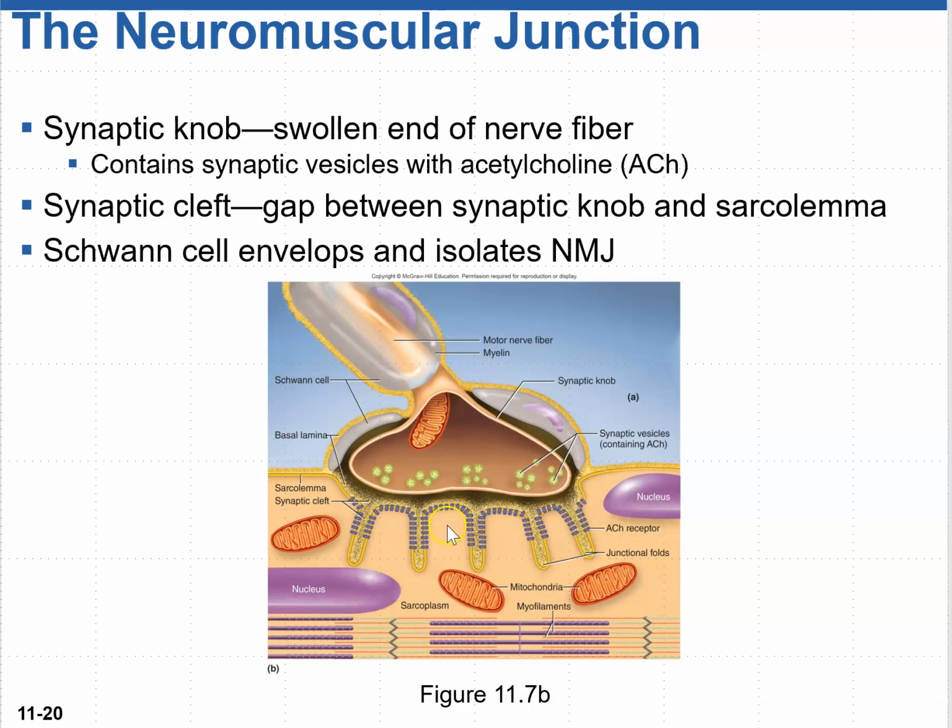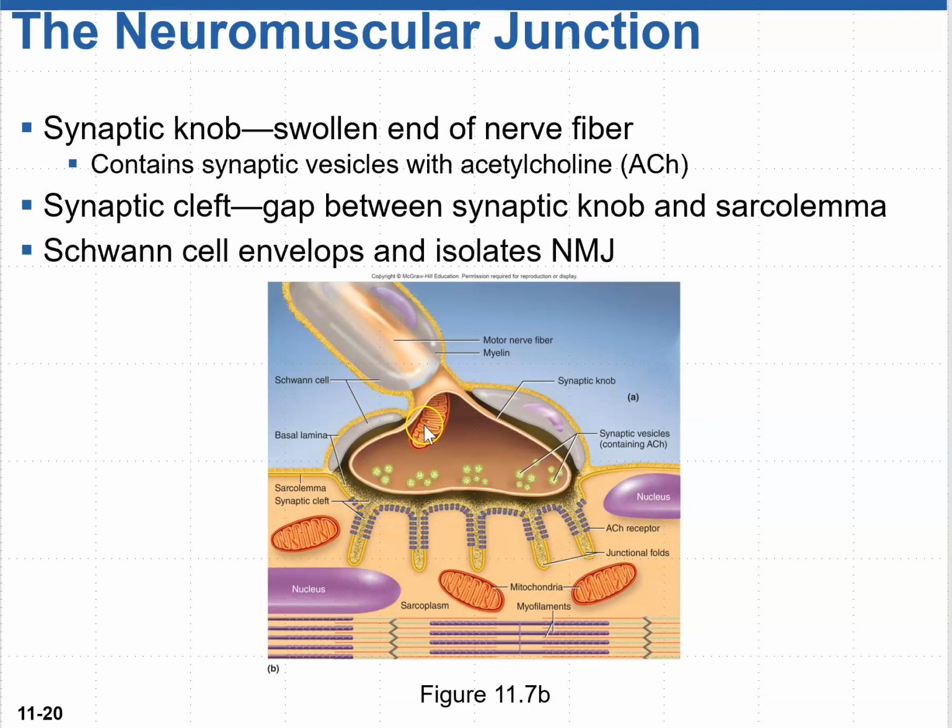This picture shows an artist rendition of a neuromuscular junction. So right over here is the synaptic knob, which is a swollen end of the nerve fiber. The synaptic knob contains synaptic vesicles filled with acetylcholine. And when a signal is sent for muscle contraction, these vesicles release acetylcholine into the synaptic cleft by exocytosis.